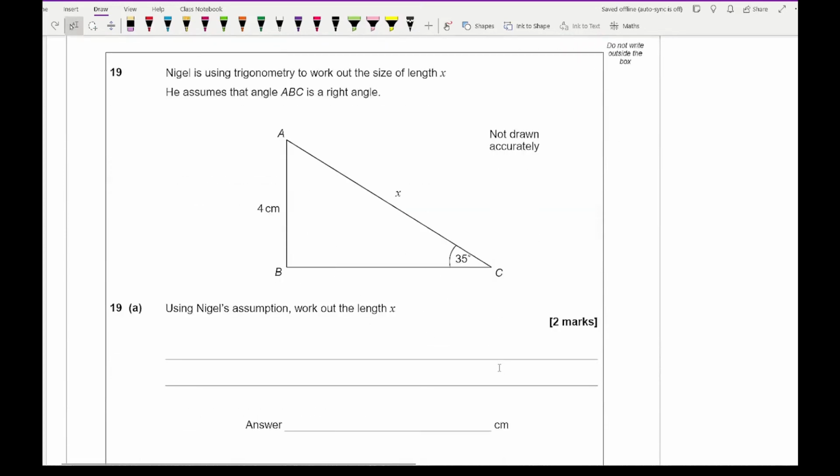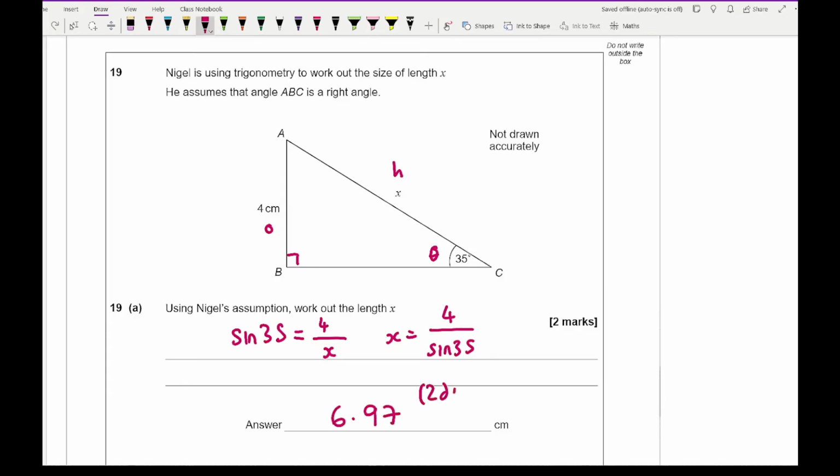Moving on to question 19, it says Nigel is using trigonometry to work out the size of the length x. He assumes that the triangle ABC is right angled. Using Nigel's assumption, work out the length of x. So if this is right angled, what we're going to do is use trigonometry. So this is theta, this is going to be the opposite, and that's going to be the hypotenuse. So I'm going to be using sine. So I've got sine 35 equals the opposite over the hypotenuse. So then x equals 4 divided by sine 35. And if I type that all into my calculator, I get an answer of 6.97, and that's to 2 decimal places.